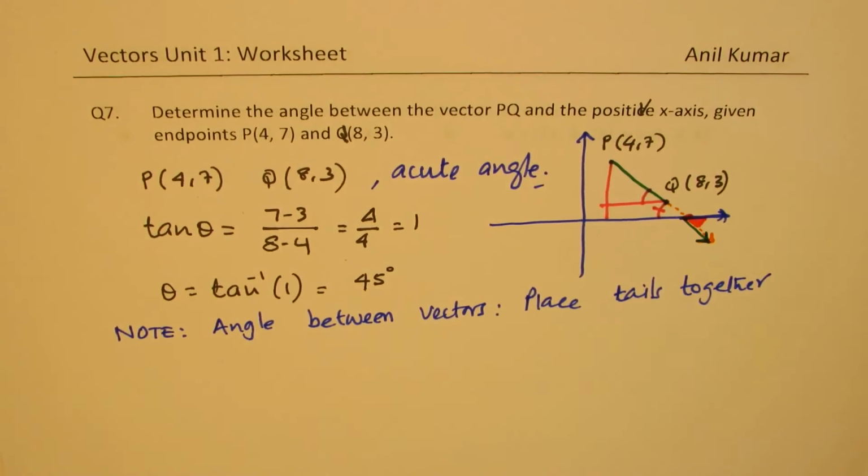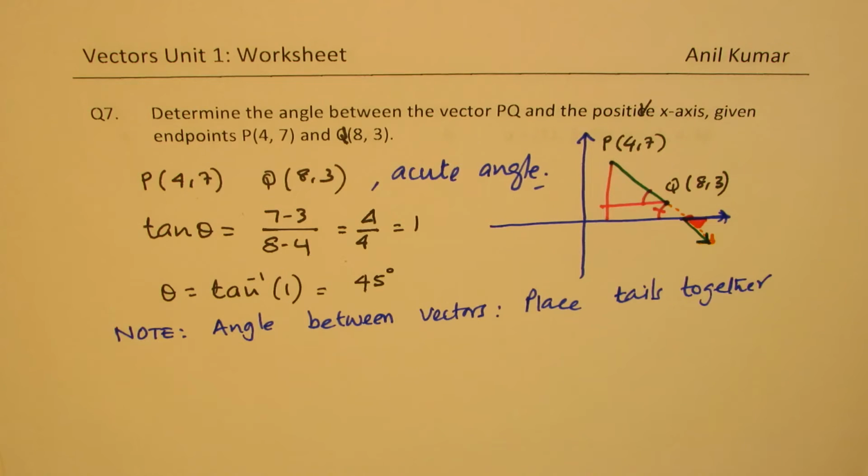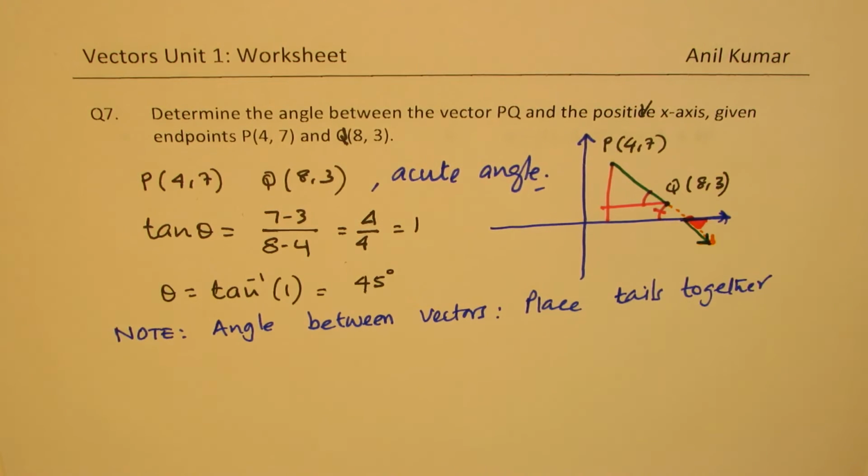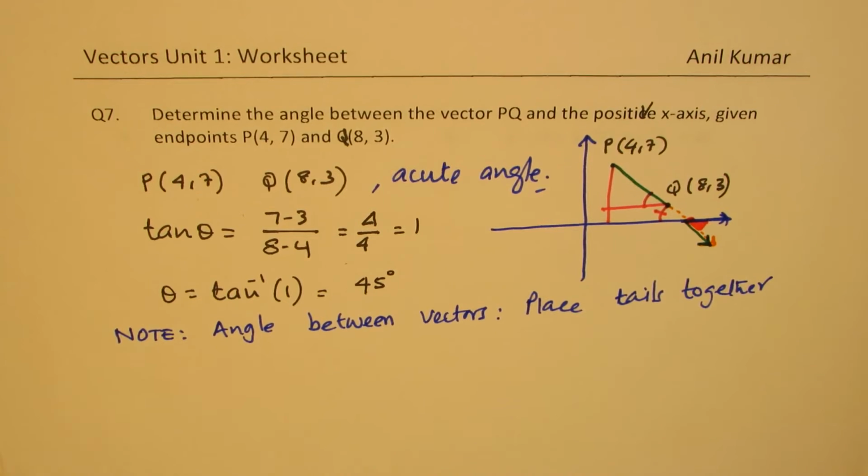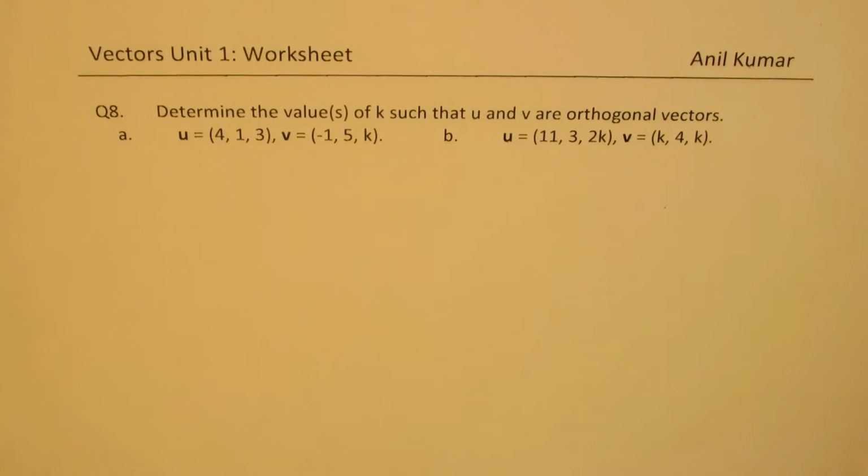So many times students may get this question wrong because they may just write 135 degrees, which will not be a correct answer, correct? So I hope that makes sense, right? Let's look into question number 8.